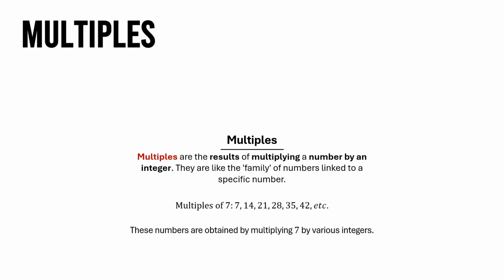Multiples of 7: 7, 14, 21, 28, 35, 42, and so on. These numbers are obtained by multiplying 7 by various integers. As before, if we multiply 7 by various integers, we get its multiples. 7 times 1 equals 7, 7 times 2 is 14, 7 times 3 is 21, and so on towards infinity.